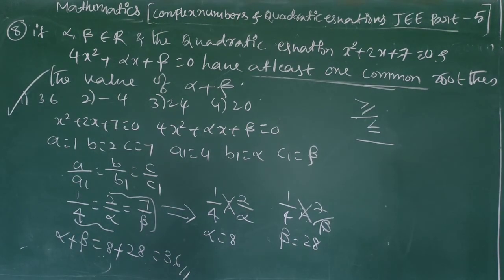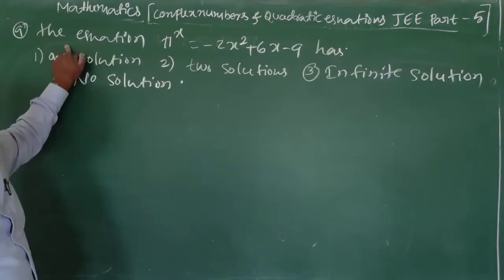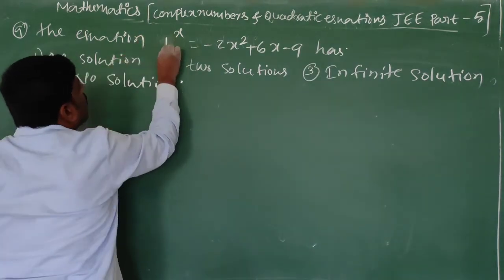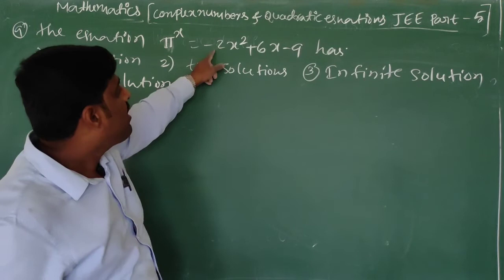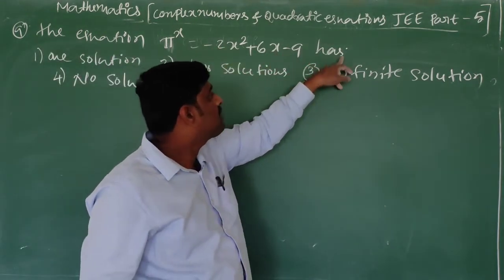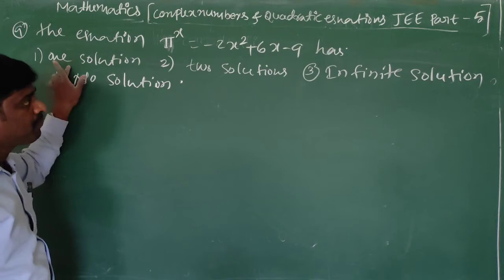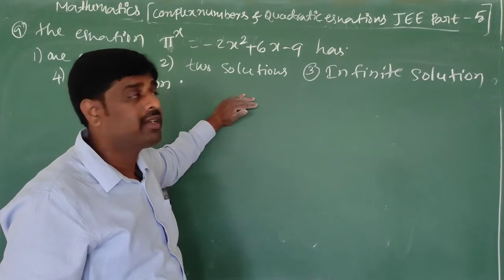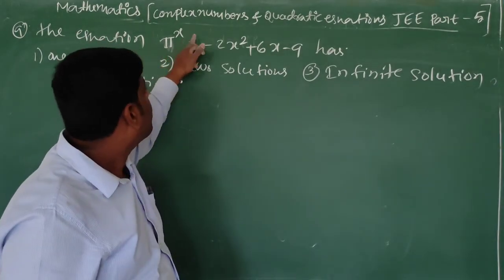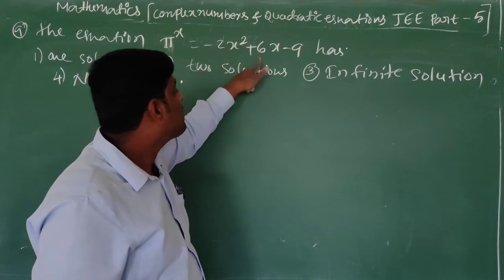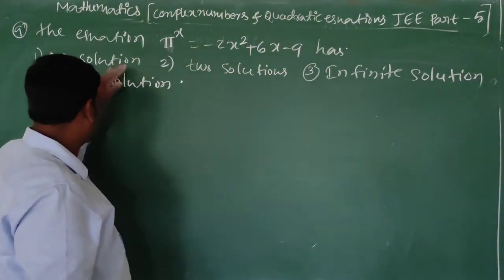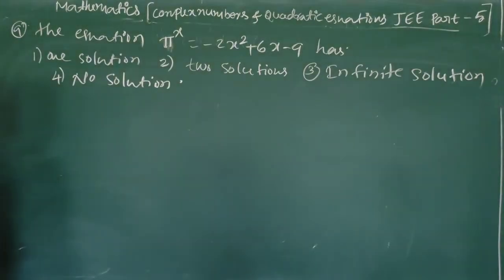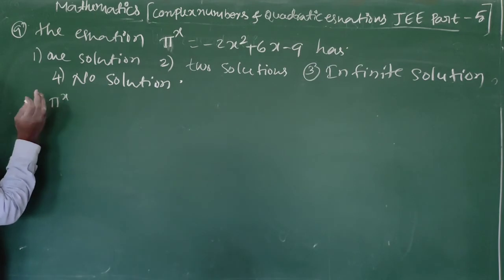Next question. The equation pi to the power of x is equal to minus 2x square plus 6x minus 9 has one solution, two solutions, infinite solutions, or no solution. This type of question they will ask in JEE. Here pi to the power of x is positive.